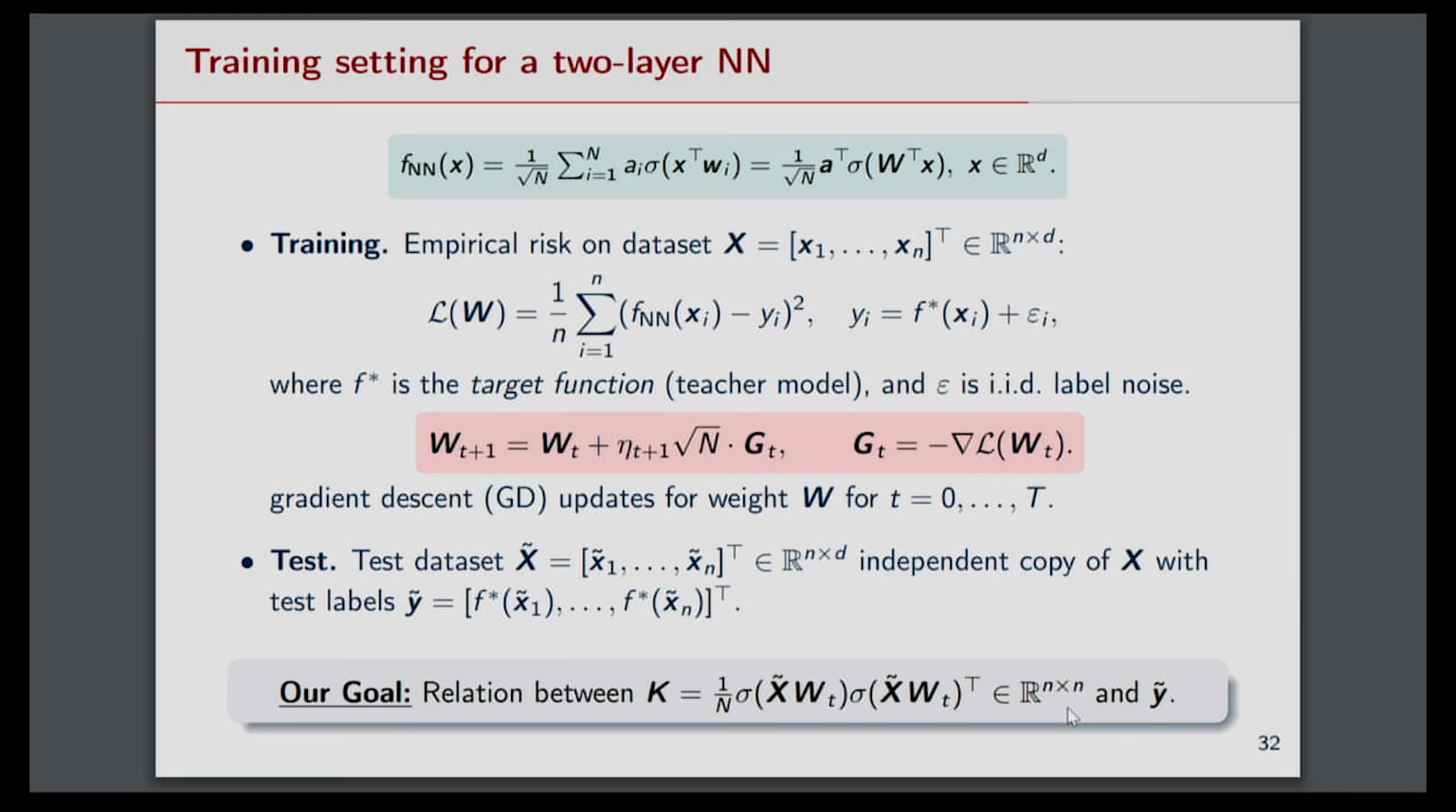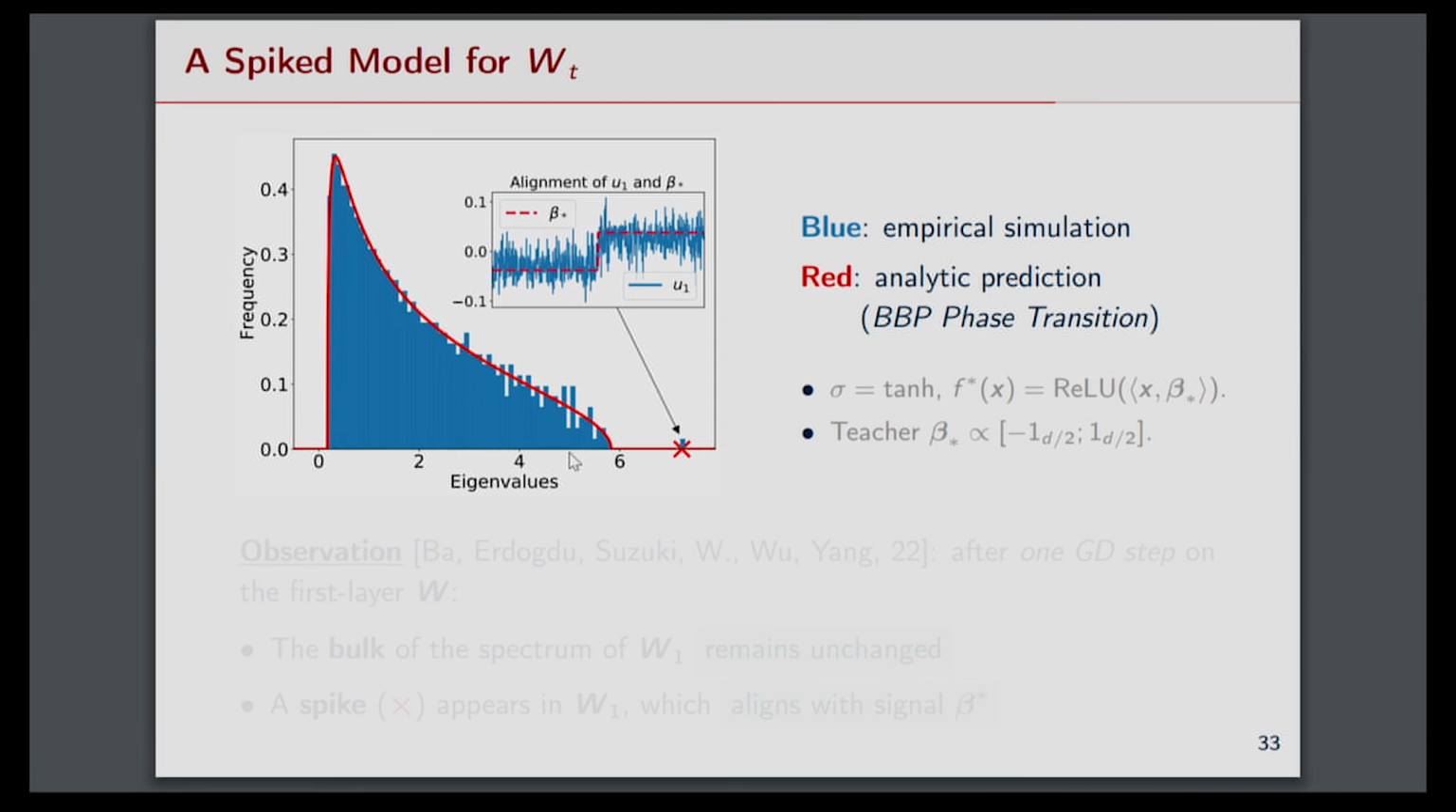Okay. So it turns out this weight matrix has a very simple structure. The gradient matrix is actually approximately a rank one perturbation. So this weight matrix is just a rank one perturbation of the initial random matrix. That's the crucial part for our analysis.